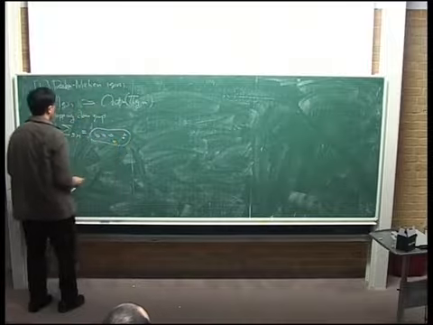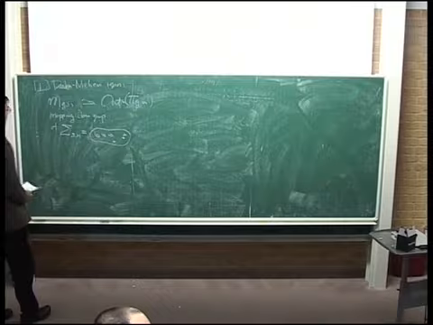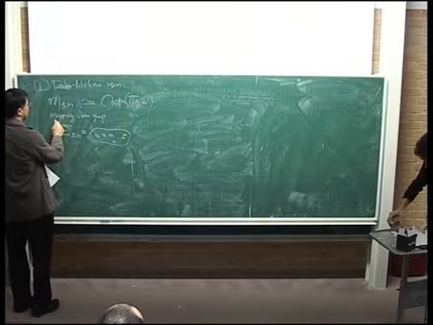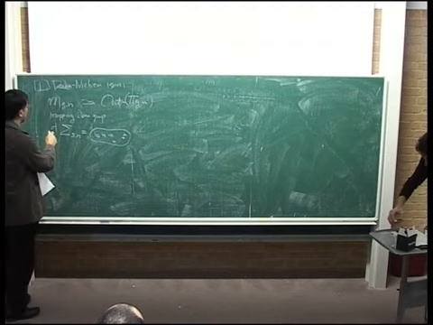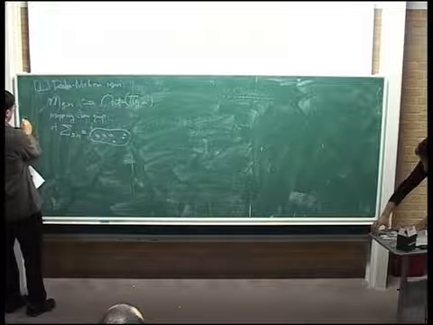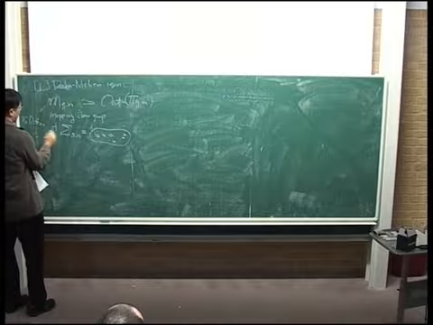Did you write M_{g,n} or Gamma_{g,n}? M_{g,n}? Oh, M_{g,n} is the moduli. No, this is the group. So this is the pi zero of the diffeomorphisms of this one.